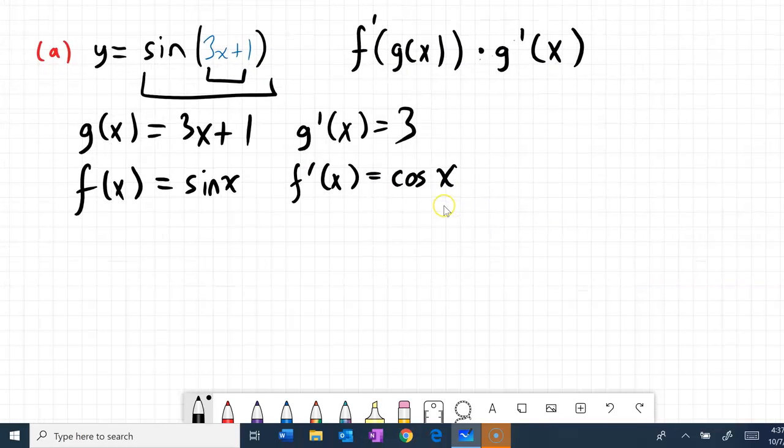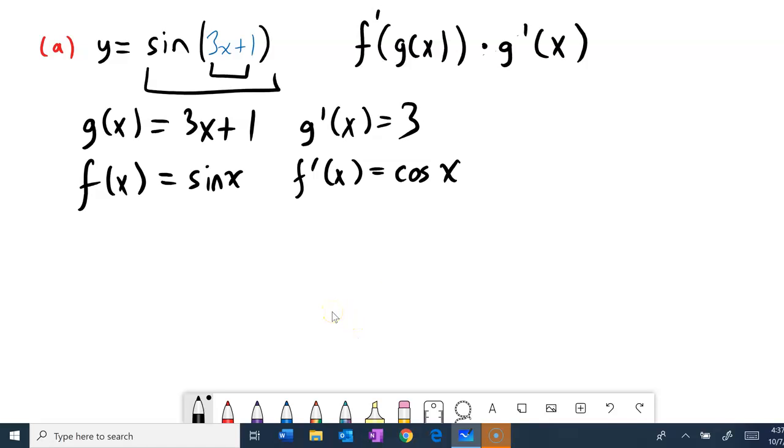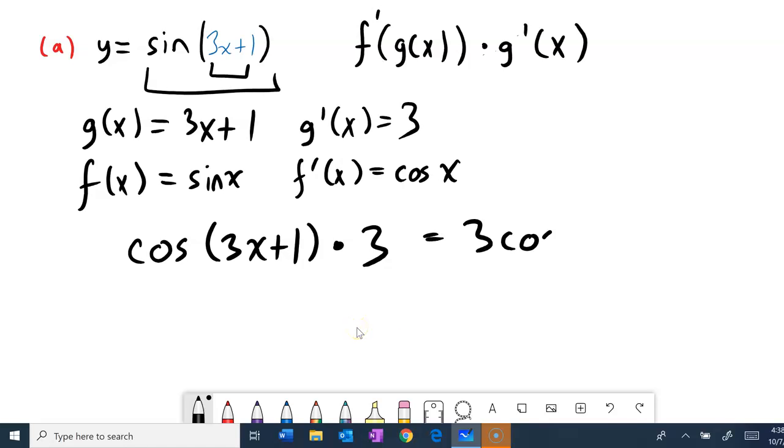So here I'm going to put it down a little bit. It's cosine of, we have to keep the inside the same, and then we multiply by the chain, which is 3. And then we can make it look nicer if we want. And it's this.